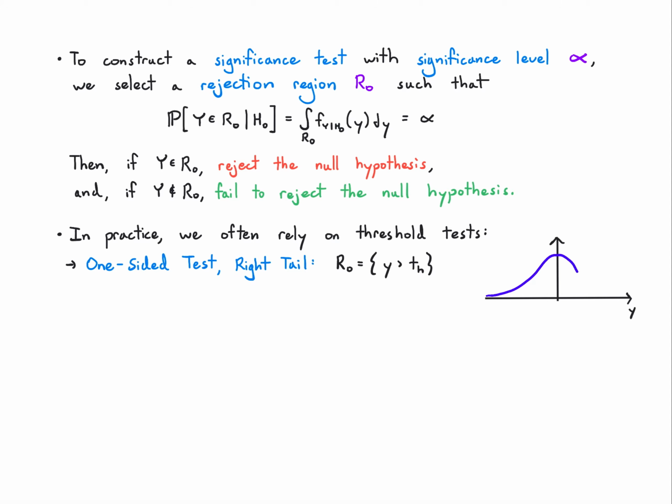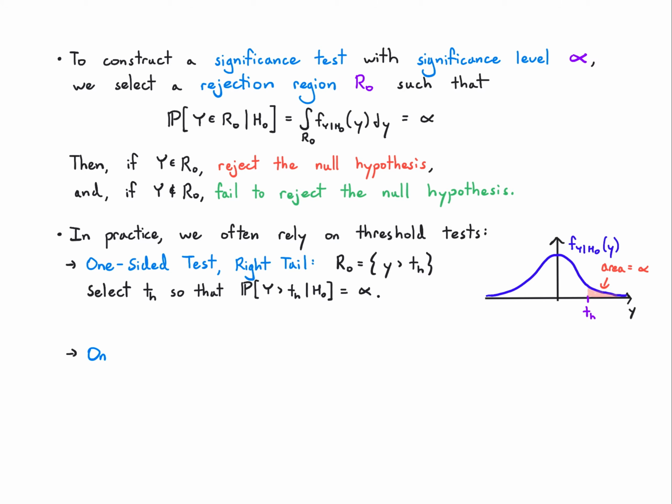So here's a distribution. Here's the threshold. And we're going to pick this threshold so that the probability y is greater than the threshold under H0 is alpha. So this area that we calculate should be alpha.